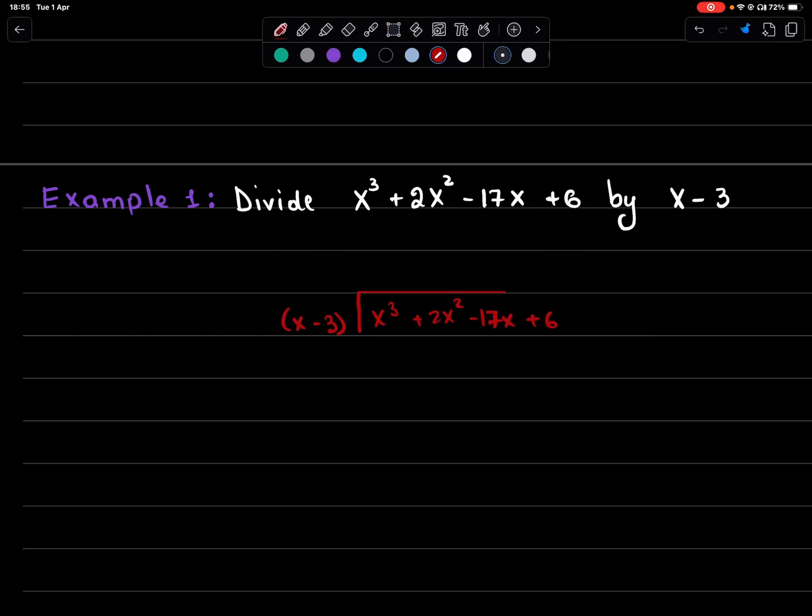To get rid of x cubed, I'm going to multiply the linear one, x minus 3, by x squared. So the multiplier is going to be written on the top, x squared, and then it's multiplied by x minus 3, and the expression is written under the polynomial expression. It's going to be x cubed minus 3x squared.